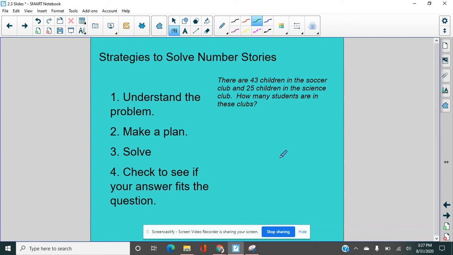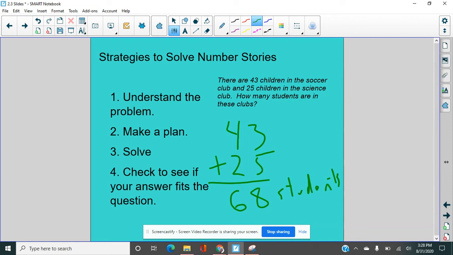Let's do 43 plus 25. How much is 43 plus 25? What do you think? Hey, you should have said 68. 68, right? 40 plus 20 is 60, and 3 plus 5 is 8, or you can flip those around. That works too. 68. 68 students. Right? We always have to label our answer.